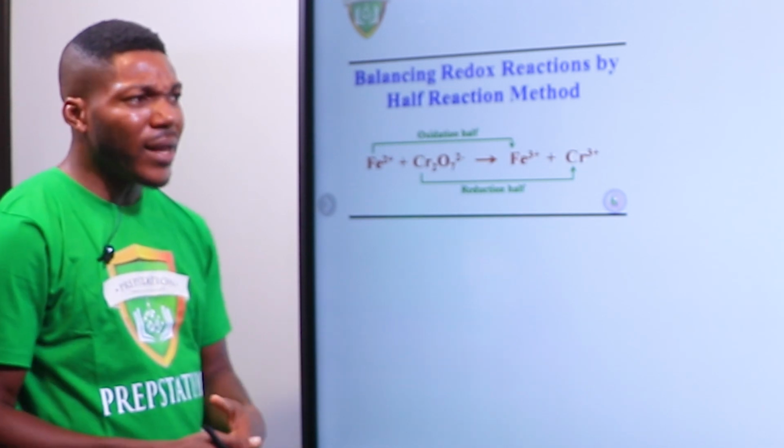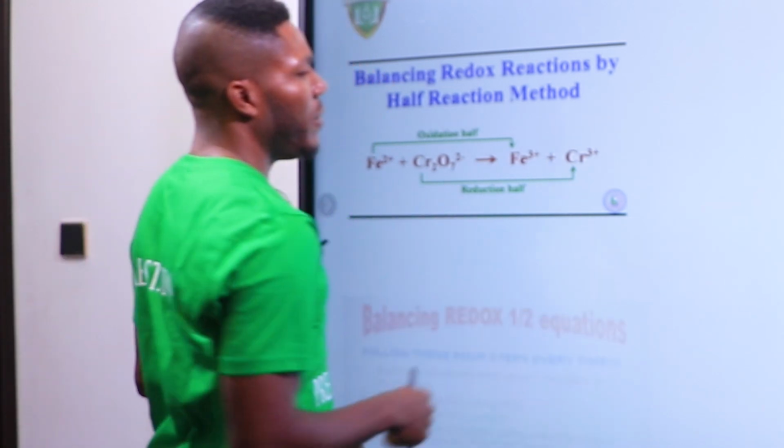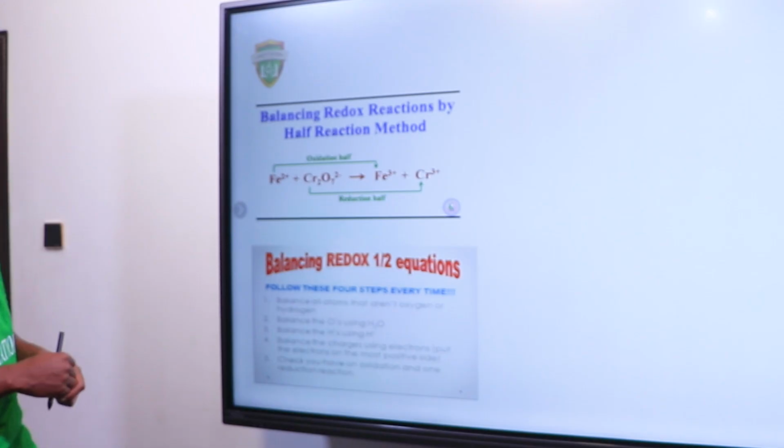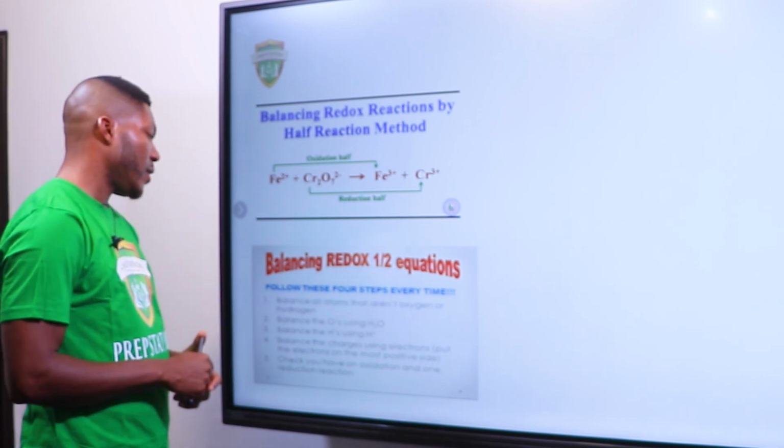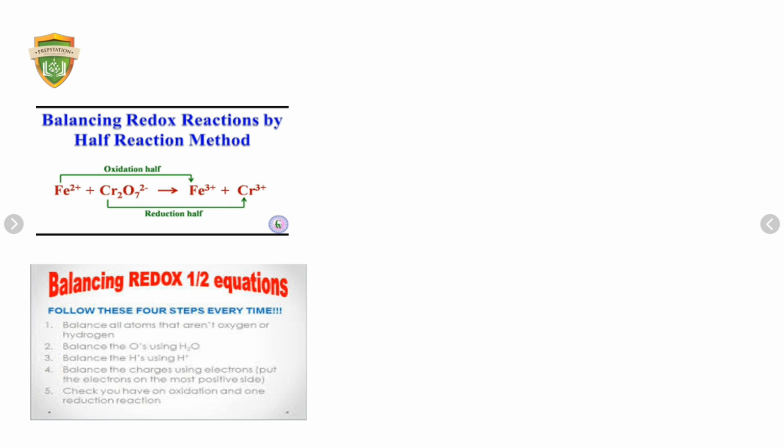Now, before I start balancing, let's look at the steps involved. All right, there must be a step you have to follow to make sure that the equation is duly balanced. First of all, balance all the atoms that aren't oxygen or hydrogen. The next step, balance the oxygen using what? Water. Don't forget this. All the oxygen must be balanced with what? With water. Don't forget that. Then all the hydrogen must be balanced using what? Hydrogen ion.